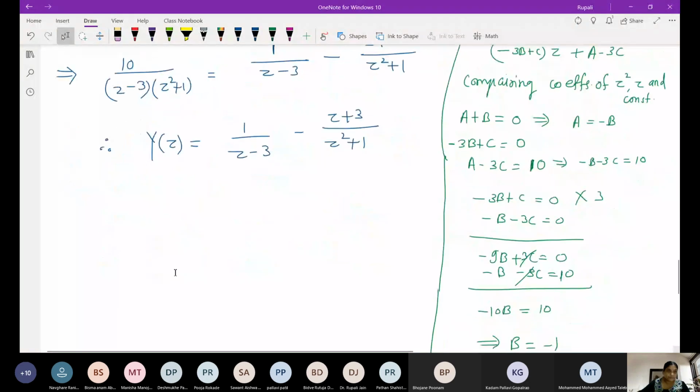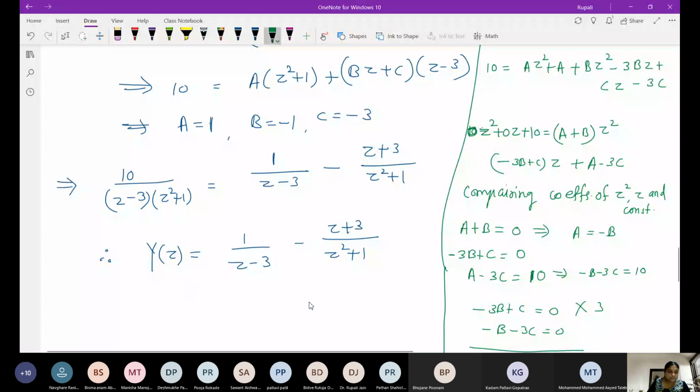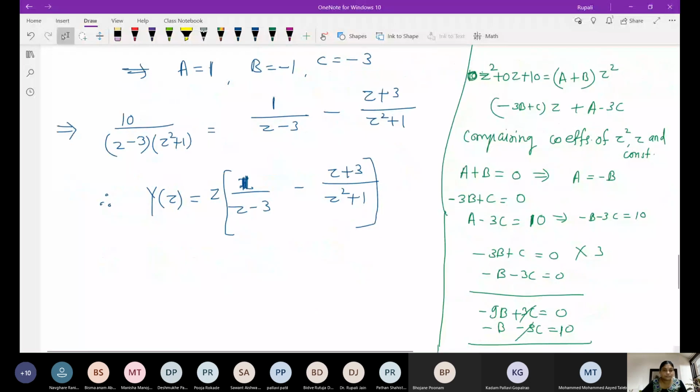So Y(z) is nothing but z times this. So again, Y(z) can be written as z upon z minus 3 minus z square upon z square plus 1 minus 3z upon z square plus 1. Is that okay?